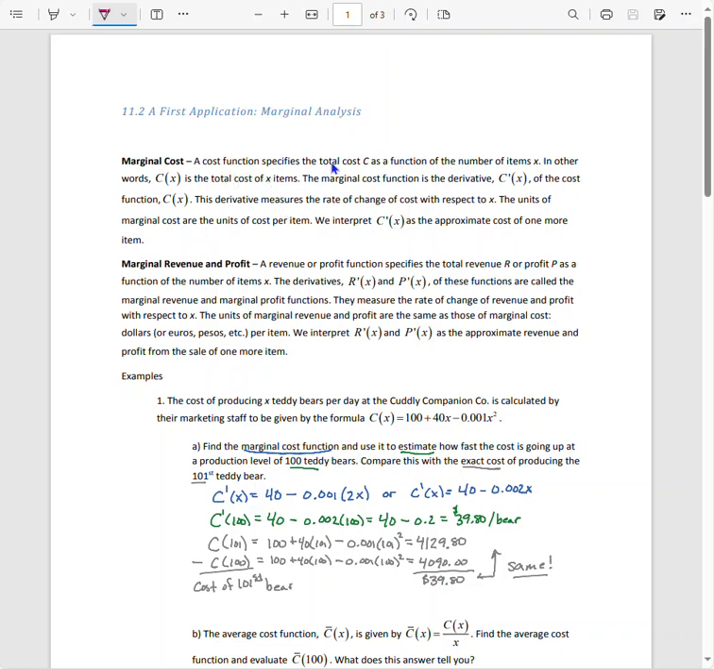A cost function specifies the total cost C as a function of the number of items x. In other words, C of x is the total cost of x items. The marginal cost function is the derivative, C prime of x, of the cost function C of x.